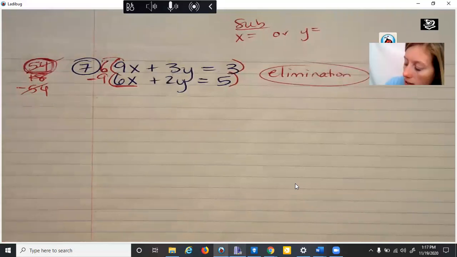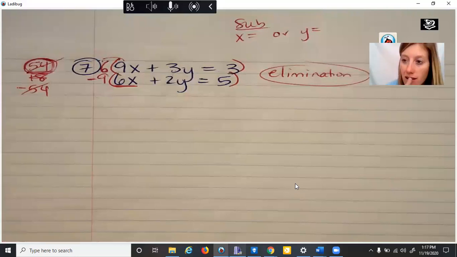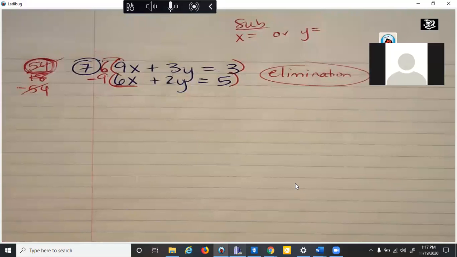Is it always going to be like that, where you can just switch them? It's always going to be the other equation's number. Yes, this method will always work.